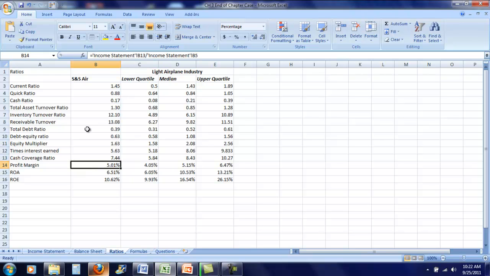My profit margin is a little bit above the median. My return on assets is just above the lower part. And my return on equity is not at the median. It's just above the lower part.